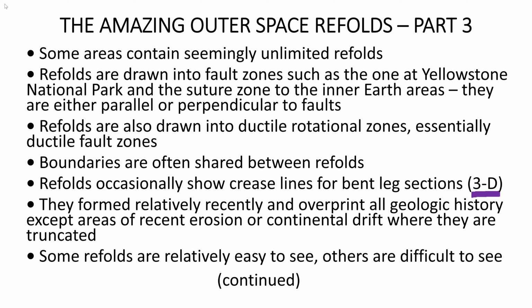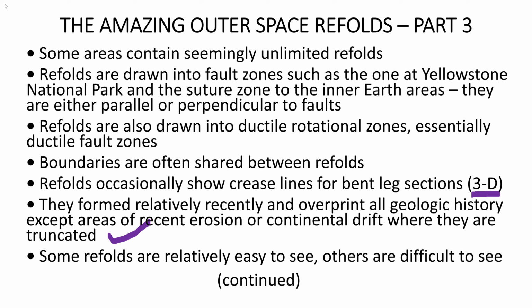They formed relatively recently and overprint all geologic history except areas of recent erosion or continental drift where they are truncated. This is probably the most interesting thing here. They just, like I said, they overprint everything. So they had to have formed thousands of years ago as opposed to millions of years ago. And I know the surface of the Earth changes pretty rapidly anyway, but that overprinting, it doesn't matter what the mapping is. Some areas might not be as clear because of sediment cover or whatever it is. I saw that in some areas.